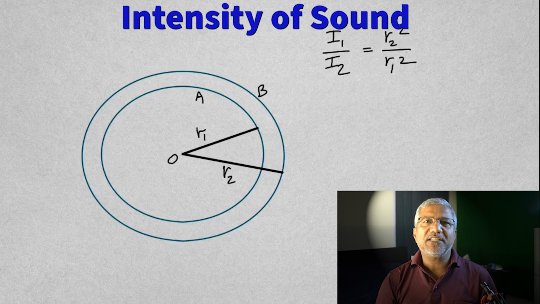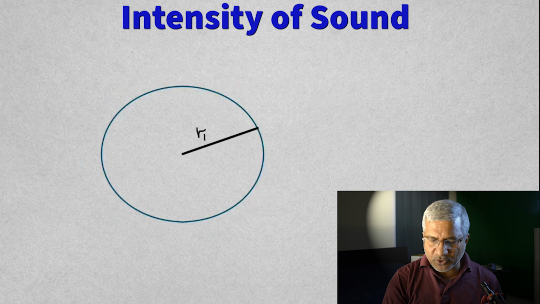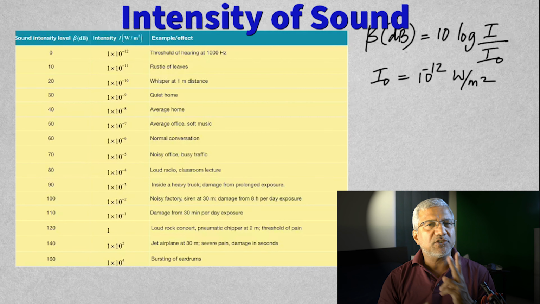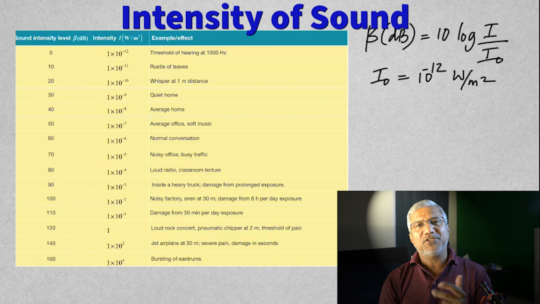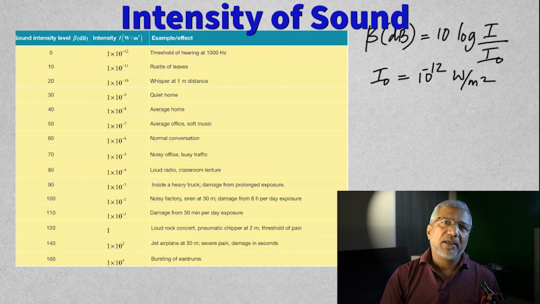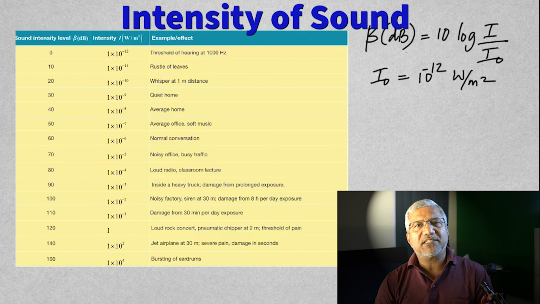And the second thing is that we need to know that the intensity of sound is measured in 2 units. One is a conventional unit. The other is the actual unit in the International System of Units. The unit in the International System of Units is watt per meter squared, but the practical unit is decibels.